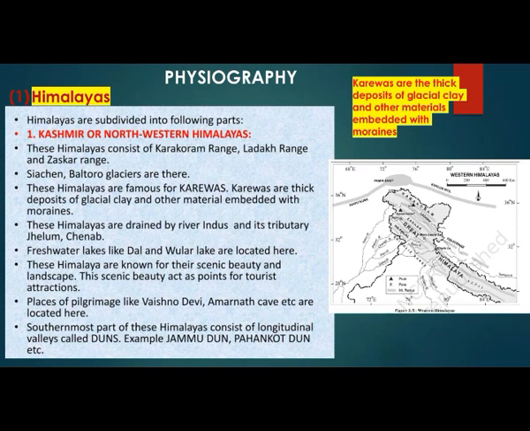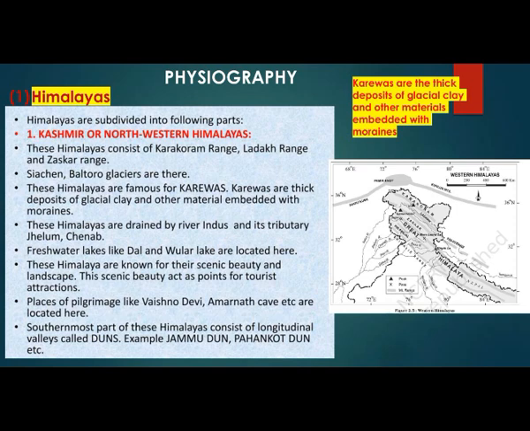So the Himalayas are subdivided into the following parts. First is the Kashmir or northwestern Himalayas. These Himalayas consist of the Karakoram range, Ladakh range and Zaskar range. In this map it is very clearly visible: the Karakoram range, then Zaskar and then Ladakh range. It is all in the Jammu and Kashmir area, so it is clearly visible on the map.